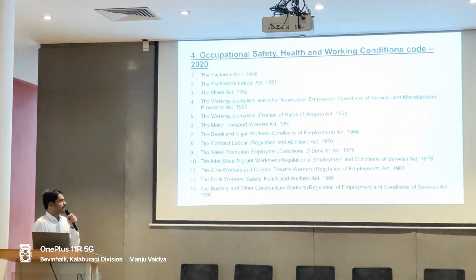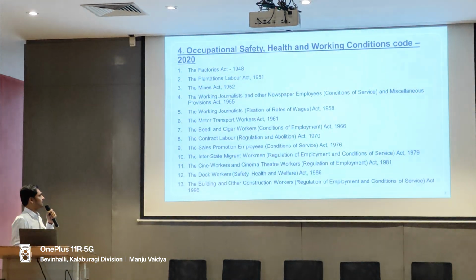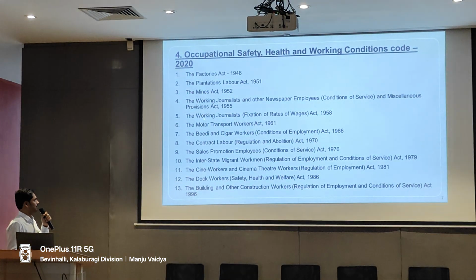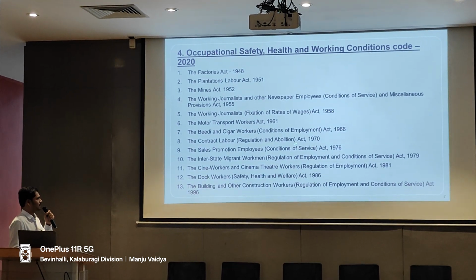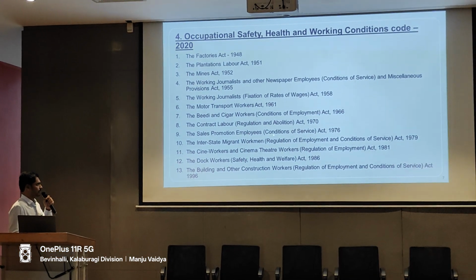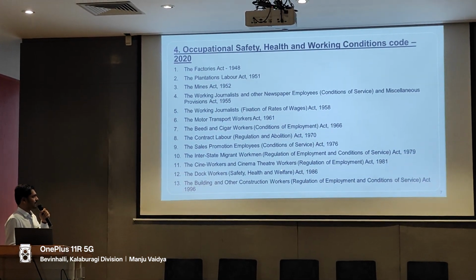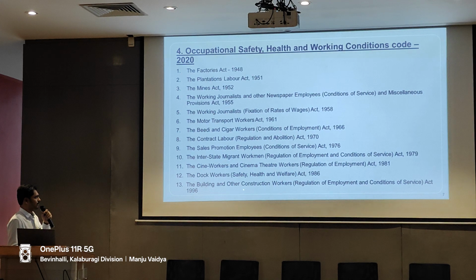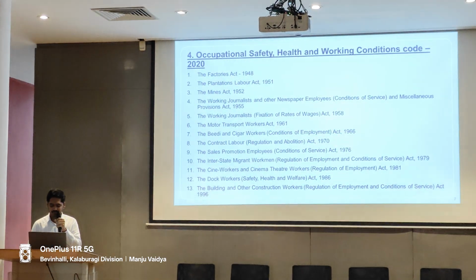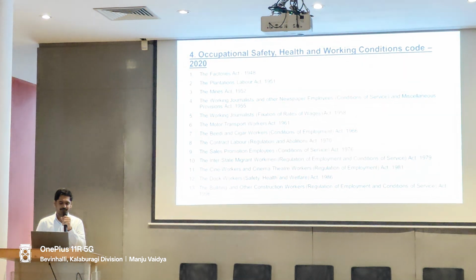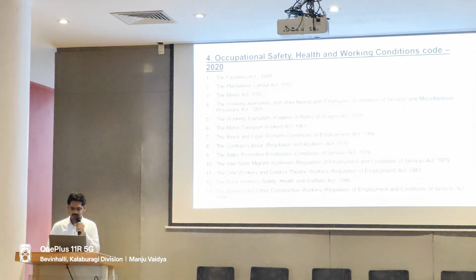The OSH code: the previous acts which were there are the Factories Act, Plantation Labour Act, the Mines Act, the Working Journalist Act, Motor Transport Workers Act, Beedi and Cigar Workers Act, Contract Labour Act, the Sales Promotion Employees Act, Interstate Migrant Workmen, the Cine Workers and Cinema Theatre Workers, Dock Workers, and the Building and Other Construction Workers Act. All the 13 laws are combined and made into a single act called the OSH code.